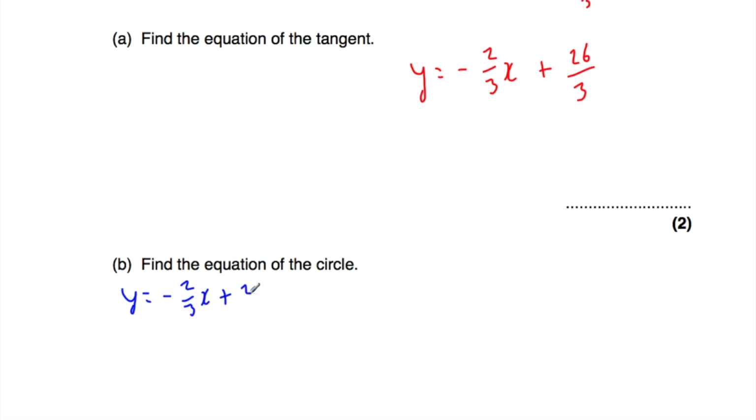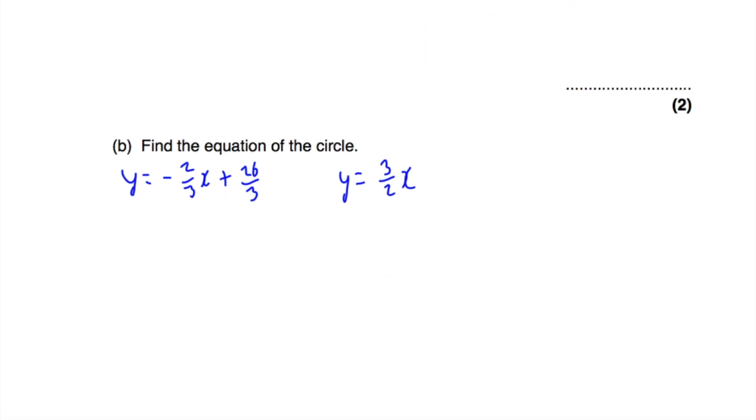So let's put the two equations equal to each other, because we have y equals minus 2/3 x plus 26 thirds, and we've got y equals 3/2 x. If we want to find where they meet, we put them equal to each other, and we would get minus 2/3 x plus 26 thirds is equal to 3/2 x. Okay, so we now want to bring all the letters to one side. I'm going to bring all the letters to the right-hand side and leave all the numbers on the left-hand side. So I want to get rid of this minus 2/3 x, and to do that I'm going to add 2/3 x to both sides of the equation.